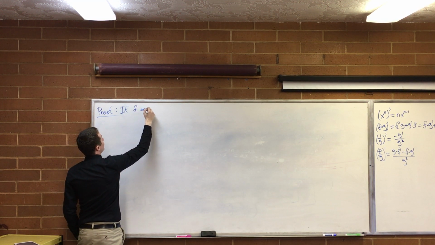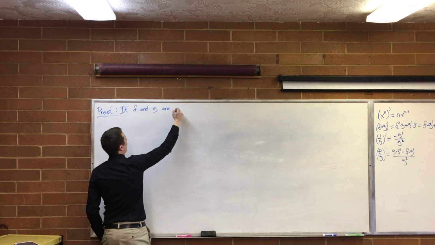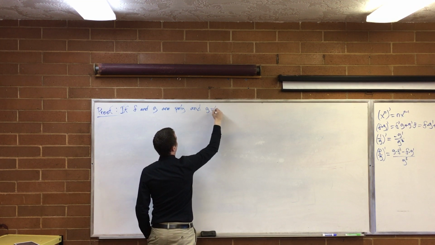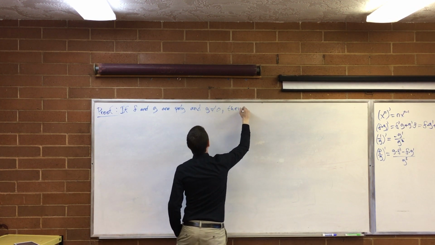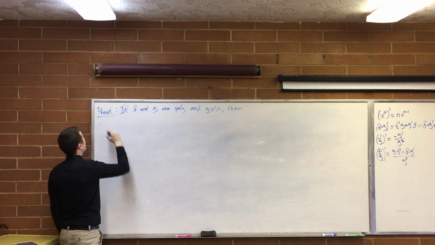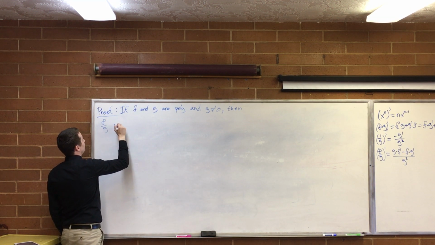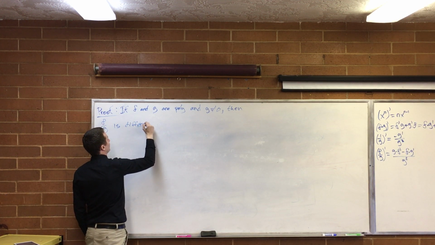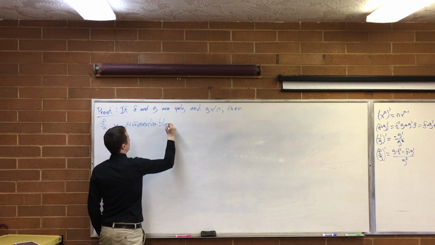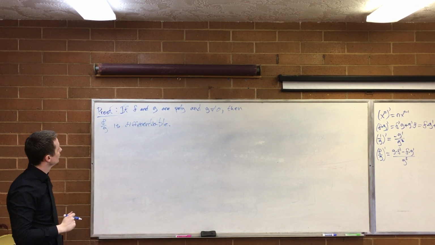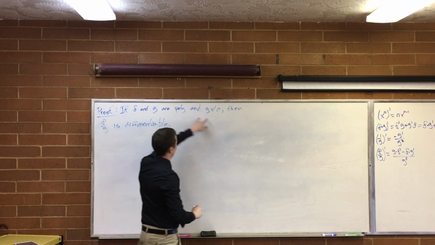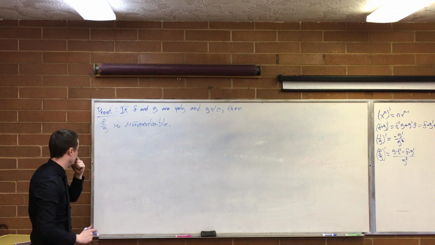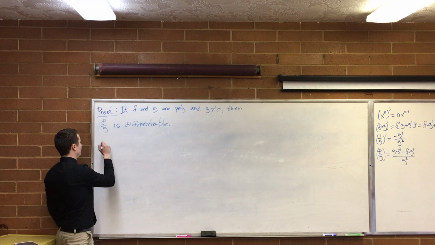If f and g are polynomials and g is not equal to 0, then f over g is differentiable. Understand what I'm saying there? So when you have two polynomials, f and g, and the denominator is never 0, then you can take the quotient of those two polynomials, or you can take the derivative of those two polynomials.